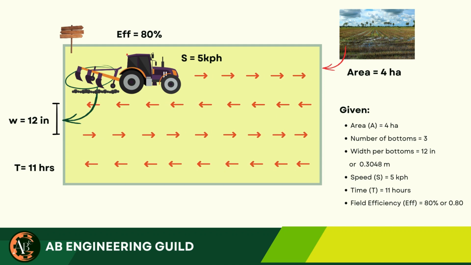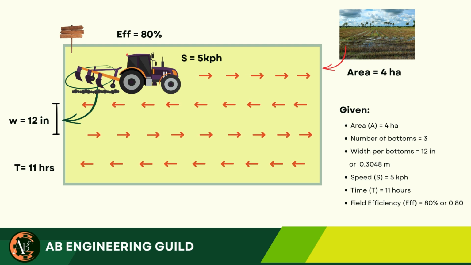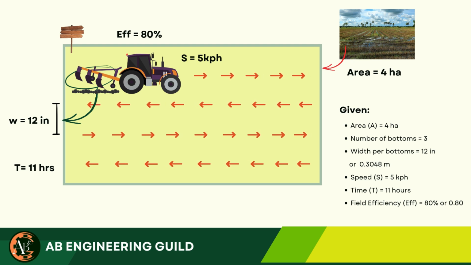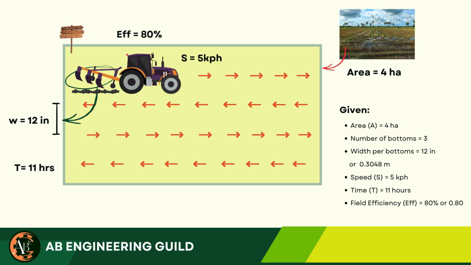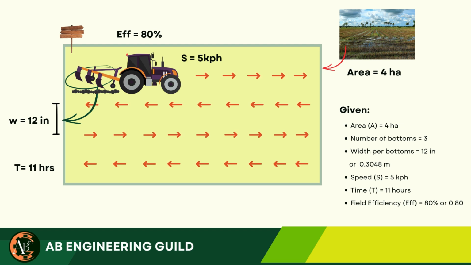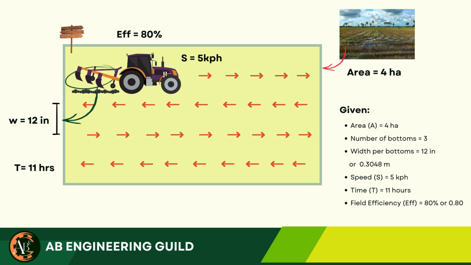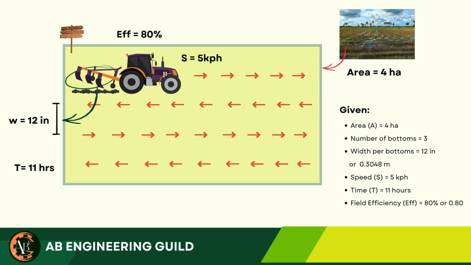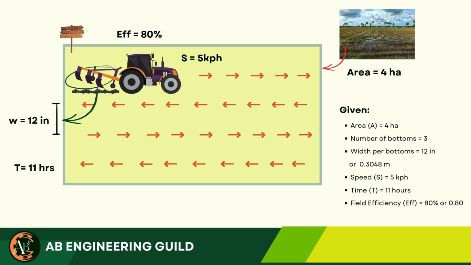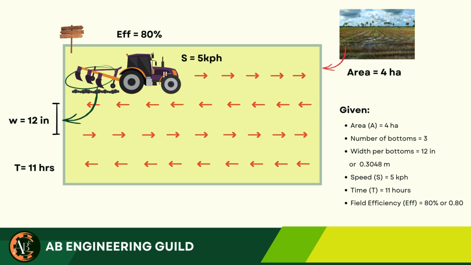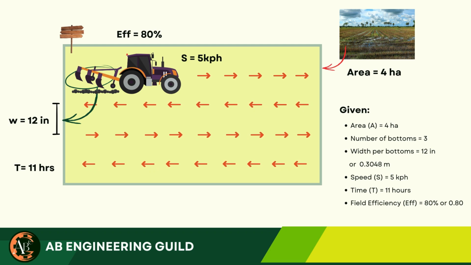However, not all movement is productive. Only 80% of the time is actually spent plowing due to turning, adjusting, and other interruptions. This is called field efficiency, and it is equal to 0.80. With these values, area, number of bottoms, width per bottom, speed, time, and field efficiency, we are now ready to determine how many tractors are needed to complete the job within the given time frame.